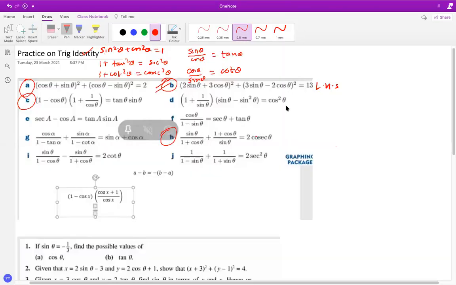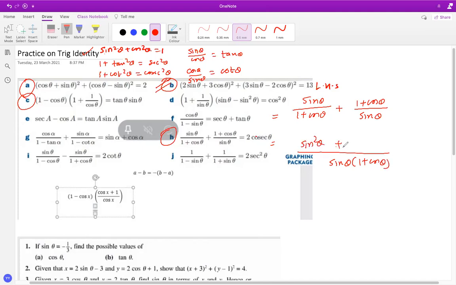So for the h part, we take the LHS. That's sin θ over 1 + cos θ plus (1 + cos θ) over sin θ. So if you take the LCM of this, what we get is sin θ (1 + cos θ) in the denominator, and in the numerator, you're going to get sin²θ + (1 + cos θ) the whole square.